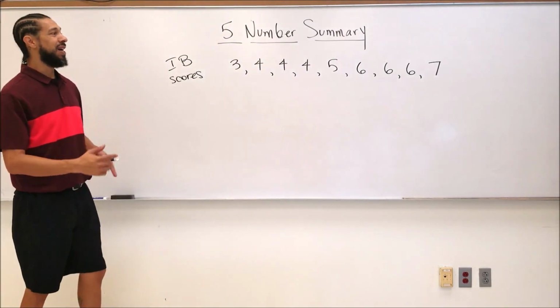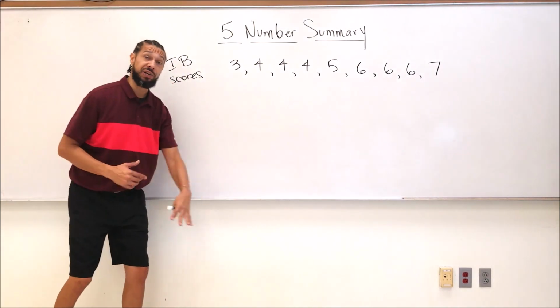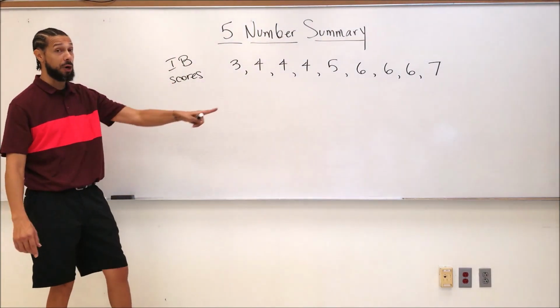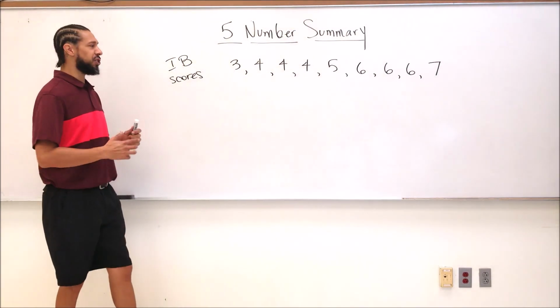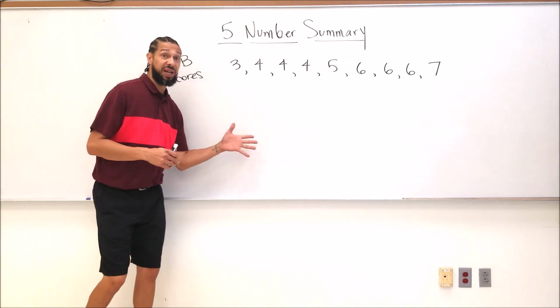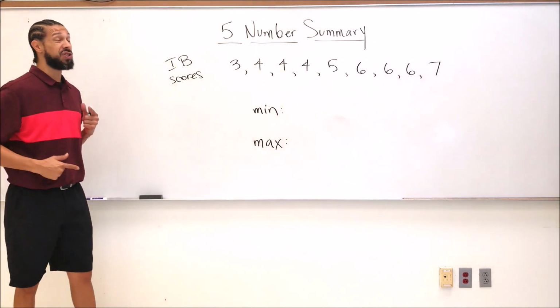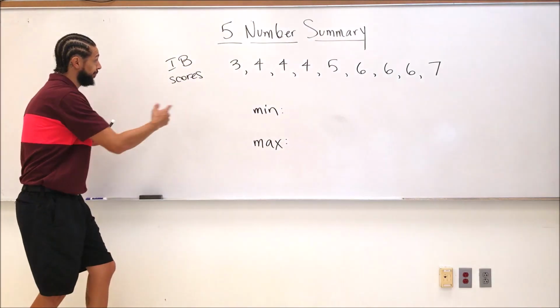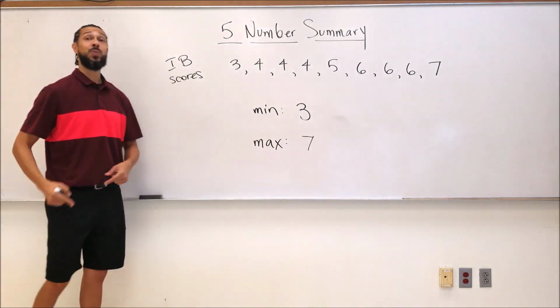Okay, all right. Here's our data set. We're going to call this IB scores. Now, they're already sorted. If your data set is not sorted, make sure you sort it from smallest to biggest. Now, I'm going to just go ahead and throw up some spaces up here for our numbers, right? So, minimum, maximum, of course. What's the smallest number in my list? 3. Exactly right. And the biggest number on my list is 7.